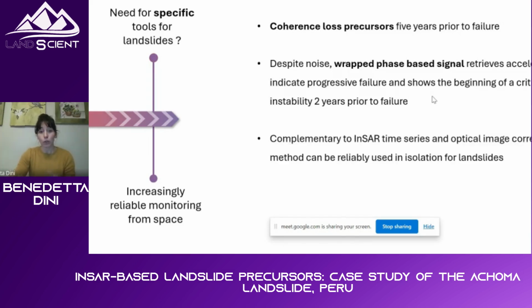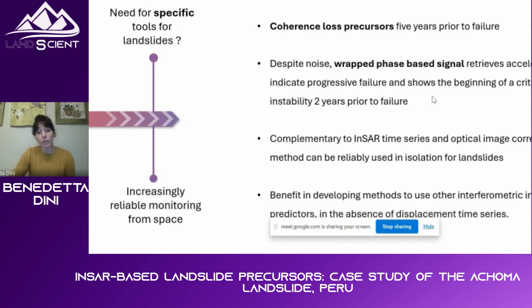So I have also shown that this particular method, which is based on part of the InSAR signal, is complementary to time series, so again not interchangeable, and also to optical image correlation, and that no method, I think, can be reliably used for all landslides in isolation, especially in the absence of validation. And so there is benefit in attempting to develop and use other indicators such as interferometric coherence or the wrapped phase when we can't reliably retrieve time series of displacements.